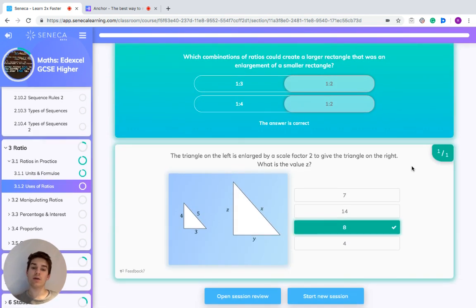Another thing to think about with this triangle. So if we enlarge by scale factor, let's say 3 this time. So if we've got a side length of 4 centimeters and we've enlarged by scale factor 3, the larger shape will have that same side be 12 centimeters.